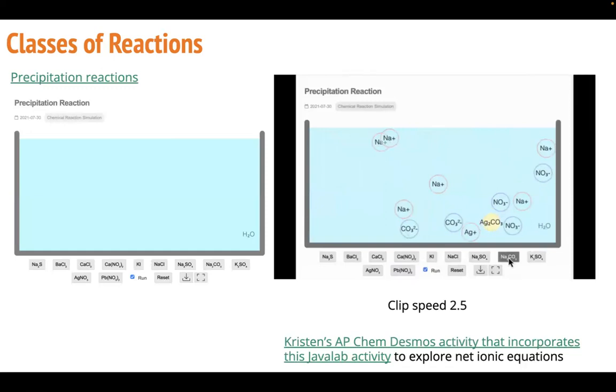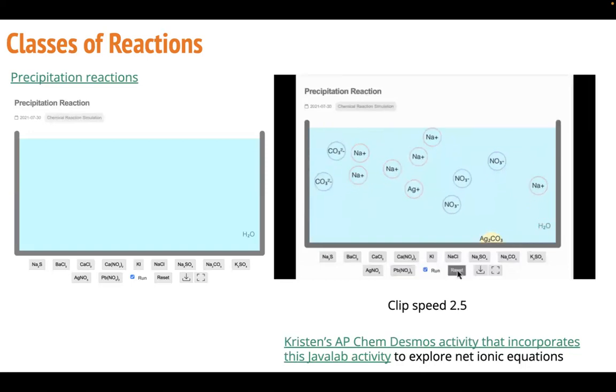And I agree with Kristen. I love this idea, especially with AP showing the idea of limiting reagents and leftover ions. Not everything's going to be consumed. It's just fantastic. This is definitely one of my favorites.